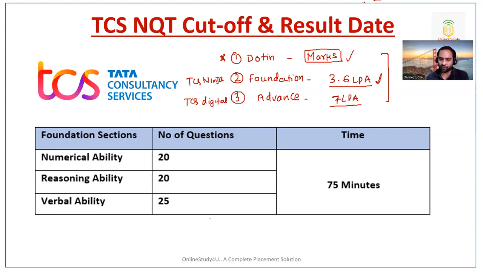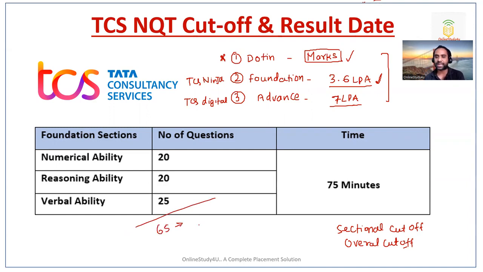Next, friends, the first thing you should know is whether TCS has a sectional cutoff or an overall cutoff. Overall cutoff means they count everything together, like if you have 65 questions, they will calculate 70% or 80% of that. The expected cutoff for TCS will be around 70%, because I have analyzed the previous 19, 20, 21 and 22 batches of candidates who have written the TCS exam. So 70% is the cutoff, and this 70% is overall, not sectional.